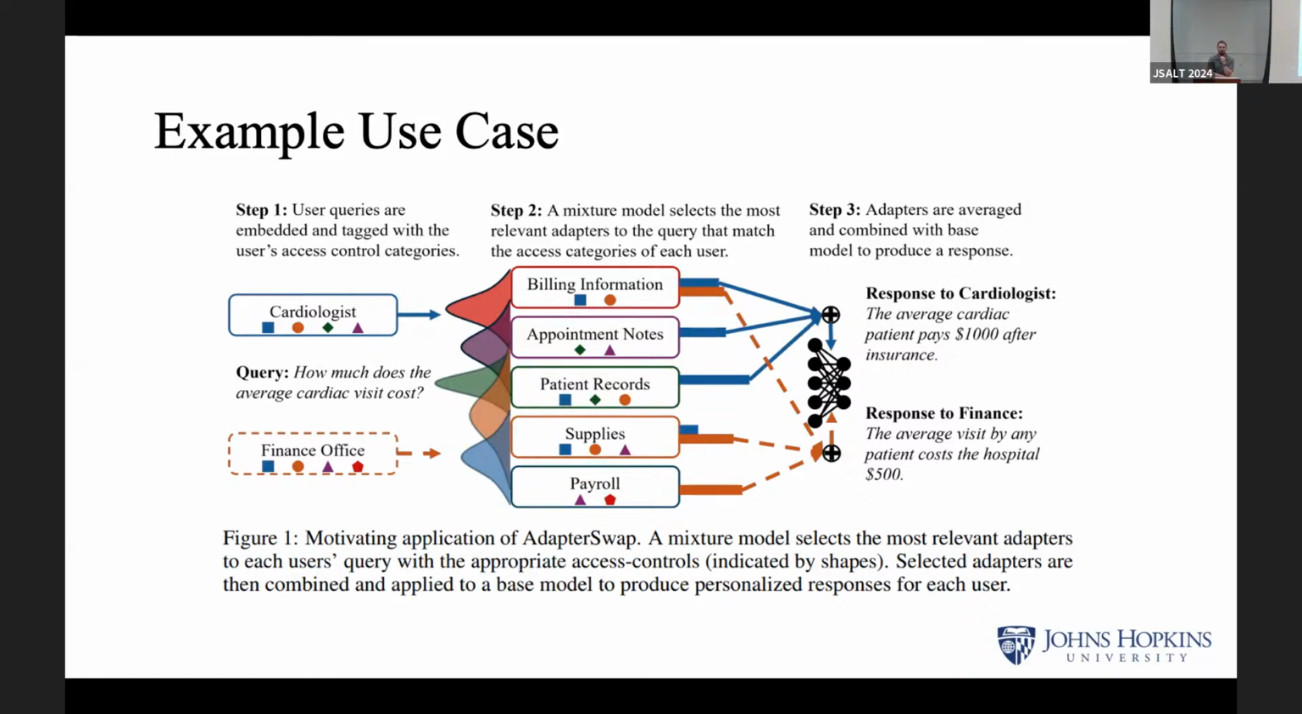Well, if I ask a question that has one true answer, it wouldn't necessarily mean one answer is wrong and the other right. Not necessarily. In this example, they asked how much a cardiac visit costs. For the cardiologist, the answer is what the patient pays, but the finance office doesn't care what the patient pays. They want to know how much it costs the hospital, so they get a different answer that's correct in their context. But this is a contrived example.